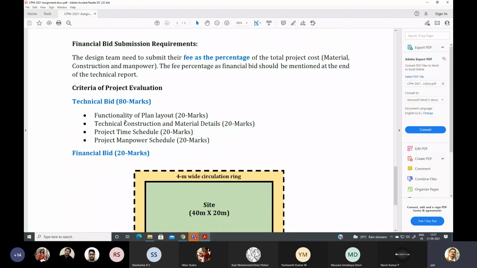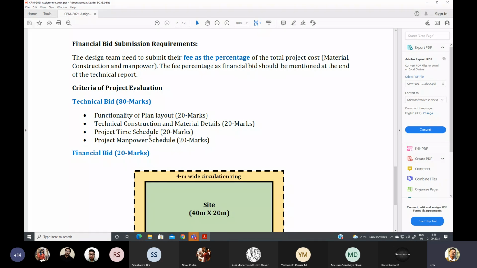Okay. So the technical bid criteria is 80 marks. The functionality of the plan layout, the merits, will be given 20 marks. Technical construction, the material detail, that is which technical material and how you do speedy construction, is 20 marks. Based on this you prepare your report. These items: project time schedule 20 marks, project manpower schedule 20 marks.